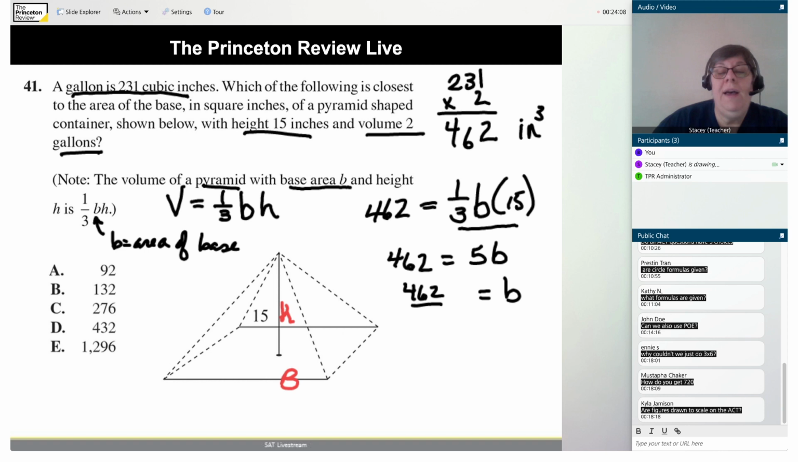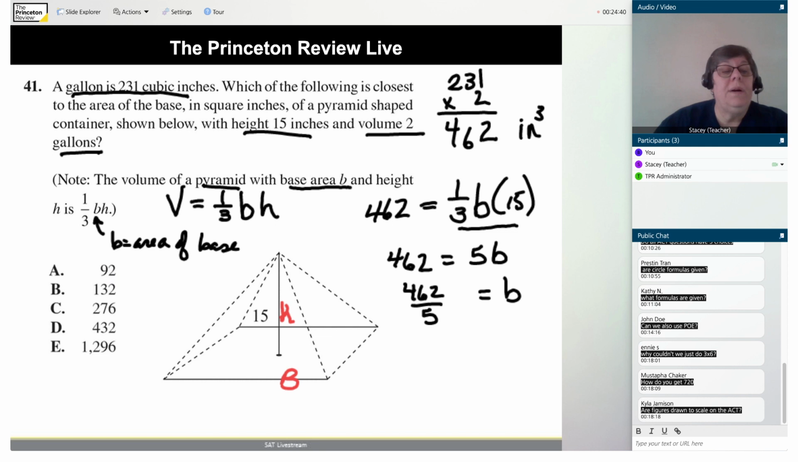Now, at this point, I can do a little estimating. 462 divided by 5 is going to be an area of a base less than 100. Because if the base area was 100, then this would be 500. So I know that 5 is going in 462 for a number less than 100. And if I look at my answer choices, there's only one number over here that's less than 100. So I'm pretty sure that A has to be the answer to this question.